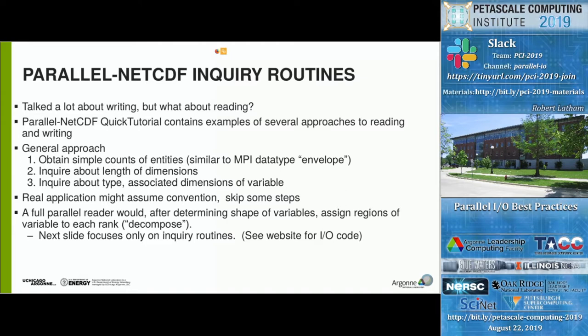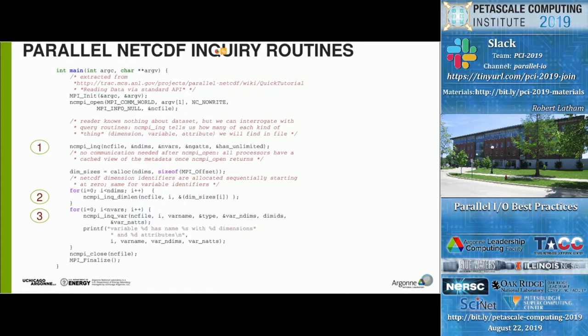So, unlike HDF5, I am able to squeeze a full inquiry routine all in one slide. I don't think it's too hard to read. I will point out the three important parts here. Once we've opened the file, the first step here, the one, is inquiring about the data set. NC file, again, that's the identifier that describes what we're working on. We get back a number of dimensions, number of variables, and a number of what's called global attributes. And then whether or not there are any unlimited or record variables in the file.